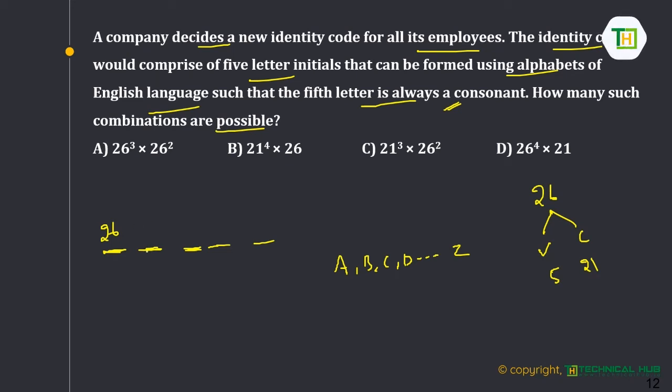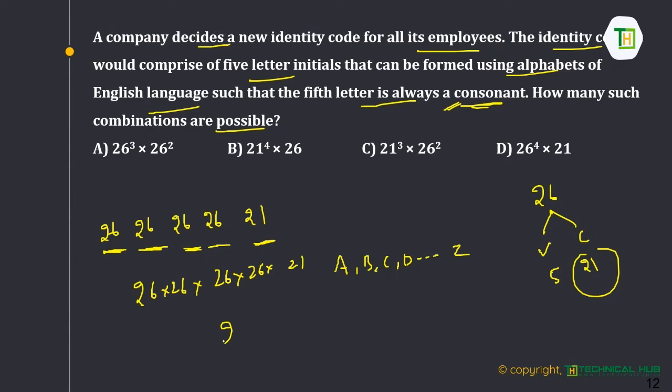So this place also I can fill 26 ways. This one also 26 ways and this one also 26 ways. But the fifth letter is given as a consonant. So how many consonants are there? 21 consonants are there, so I can fill this place in 21 ways. So finally what you will get? 26 into 26 into 26 into 26 into 21. It means 26 to the power of 4 into 21. So what is the answer here? Option D.